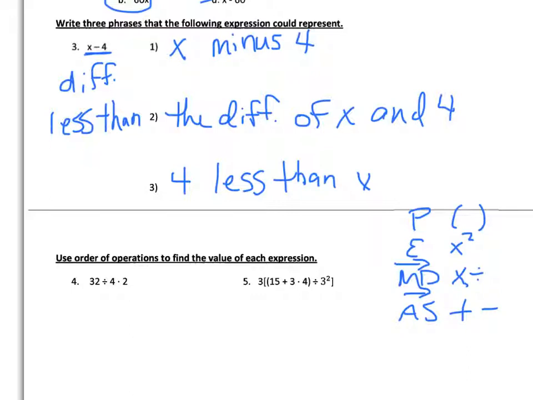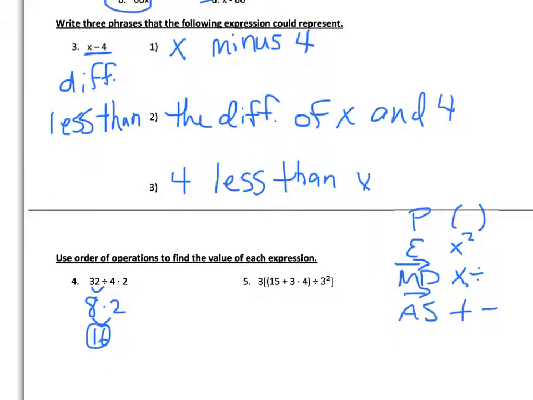Okay, so problem number 4 says 32 divided by 4 times 2. Okay, so we have division and multiplication, so that means we're going to do whichever comes first from left to right. So in this case, we have division first. So we're going to do 32 divided by 4. 32 divided by 4 is 8. Okay, bring down the rest. Now we have 8 times 2. 8 times 2 is 16. There's our answer.